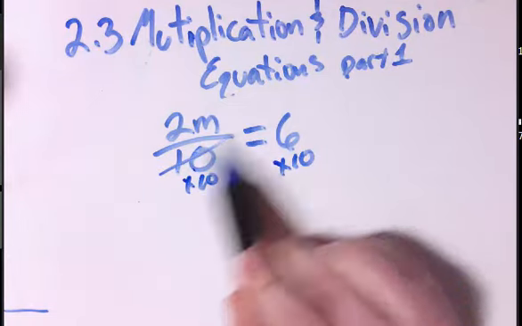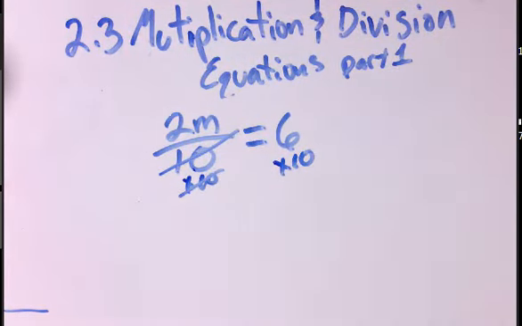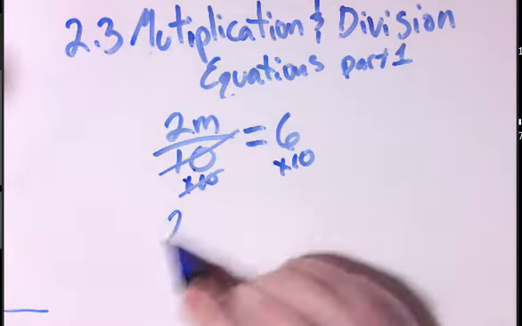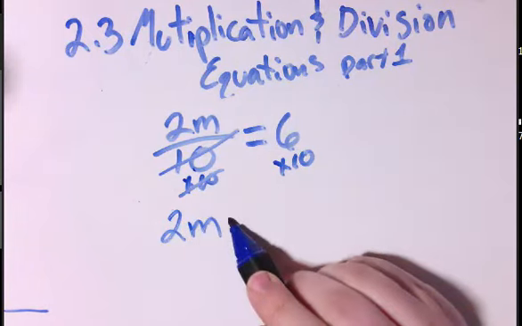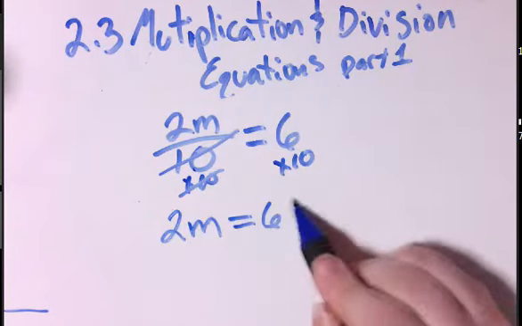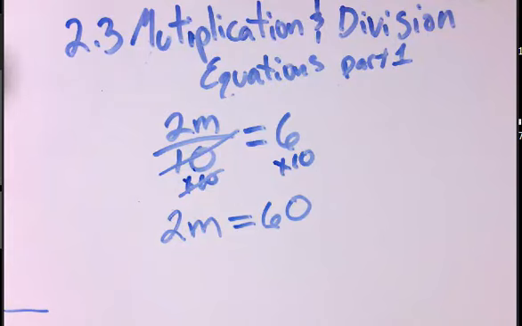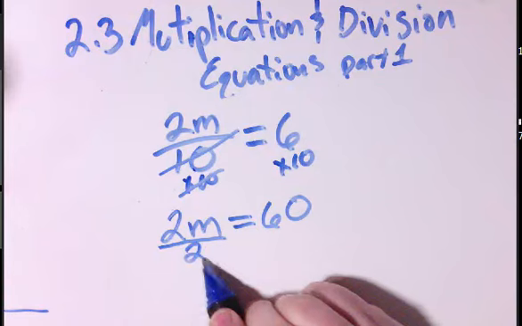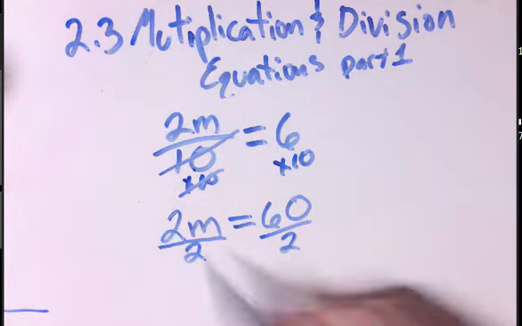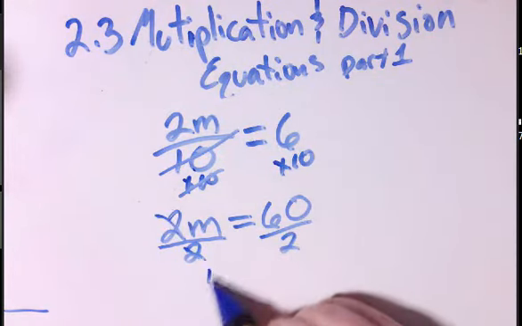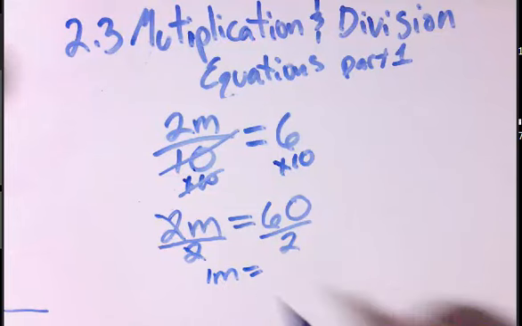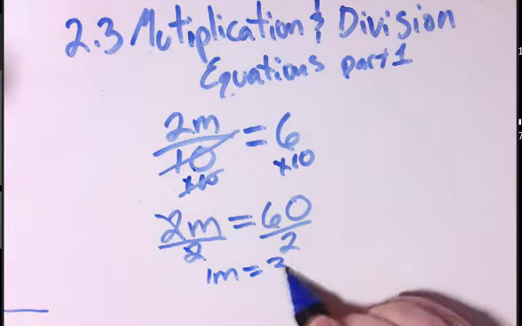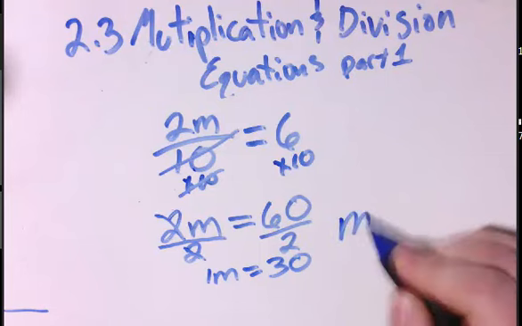So this dividing by 10 cancels out. Okay, so it's going to be like having 2m over 1, which would just be 2m. And then 6 times 10 gives us 60. And now it's just like the other ones that we're doing, so now we just have to divide this by 2. So this is going to give us 1m is equal to 30, or just m is equal to 30.